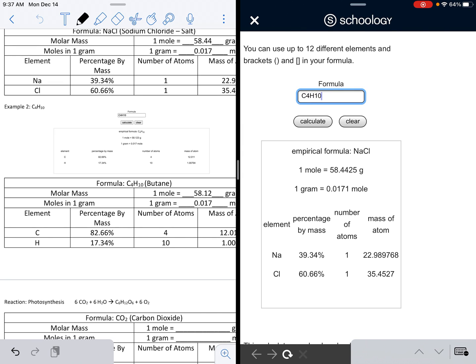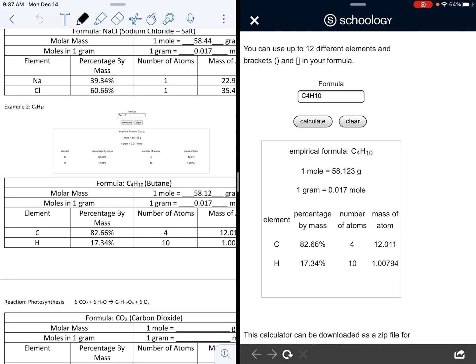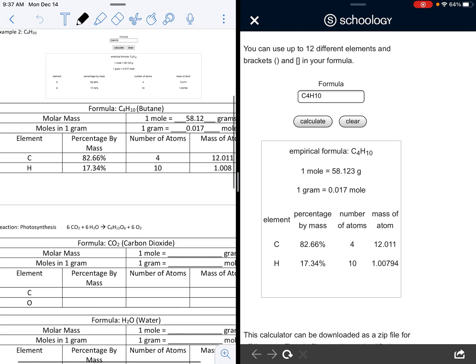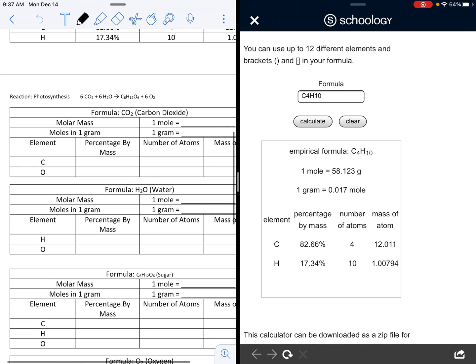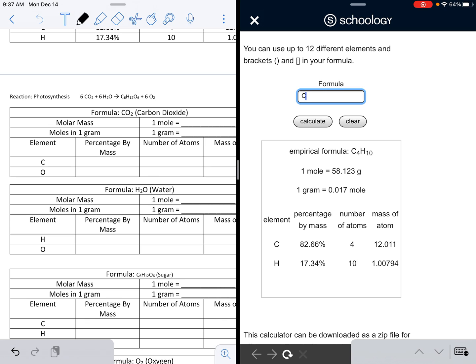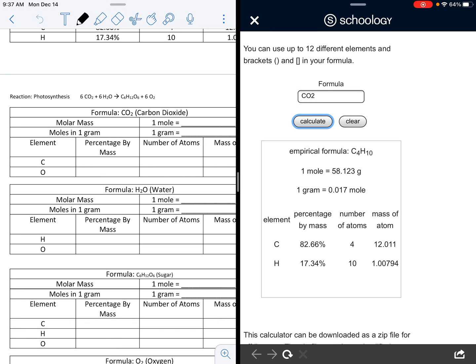Even though they're not subscripts, you just type in the number like that and hit calculate, and it's going to pop out the same new things. Okay, so the first compound we're looking at is carbon dioxide. We're just going to look at each of the pieces that are in here. First thing I'll type in is CO2, so C, shift, O2, calculate.